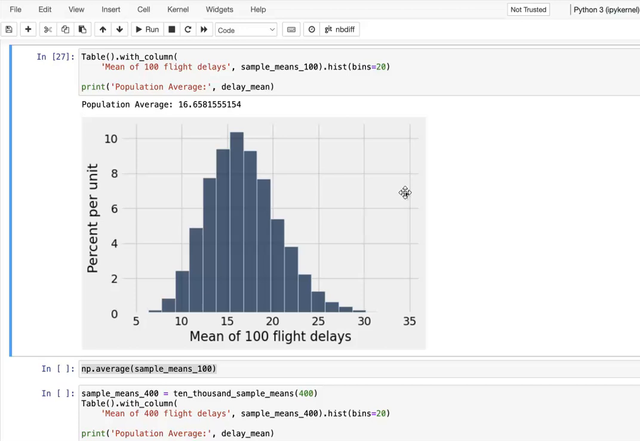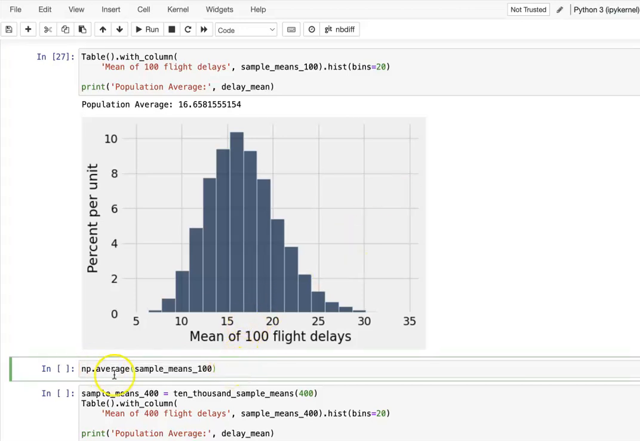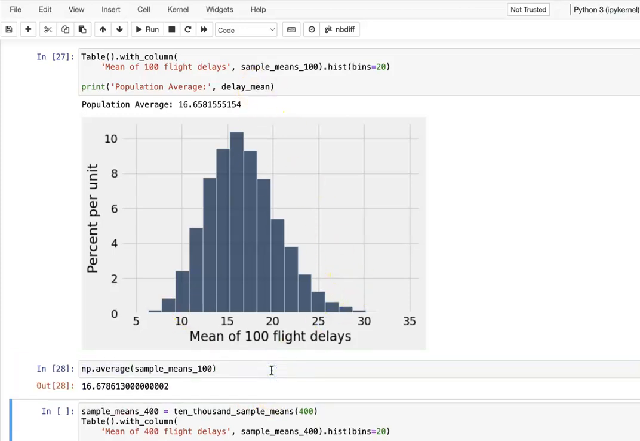And of course, we call np.average and pass in our array. We find the average is 16.67. It's very close, right? Because the population average is 16.658, so our error is within 0.02. That's pretty good.